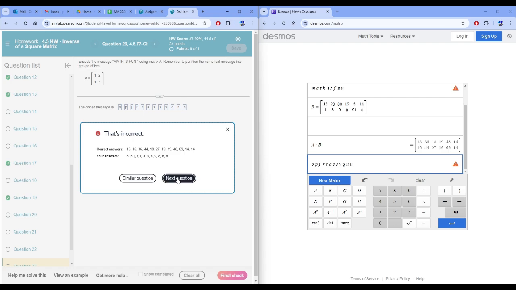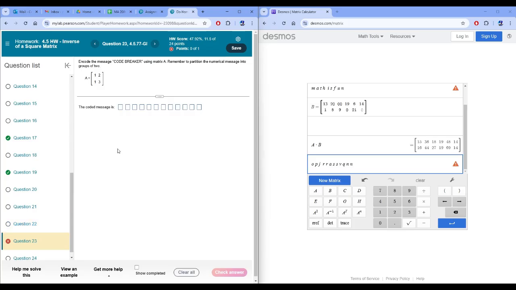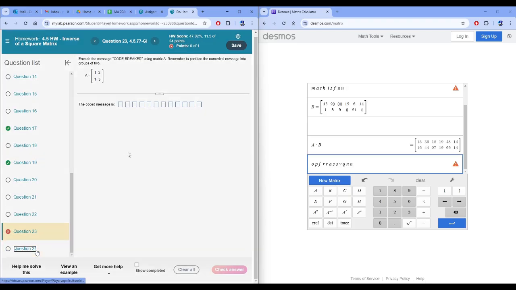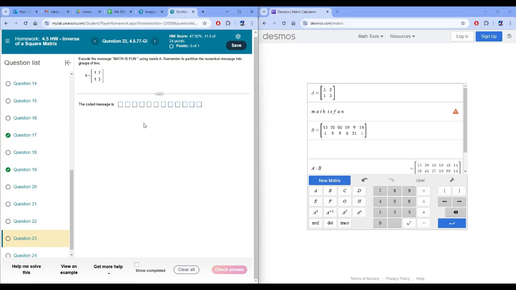That was actually a lot easier. Code breaker, same thing. Just got to convert that, put a space there and a space at the end, and then you can do it. Oh, it's probably a space only if it's a number. 1, 2, 3, 4, 5, 6, 7. Oh, it's the same thing. Math is fun.